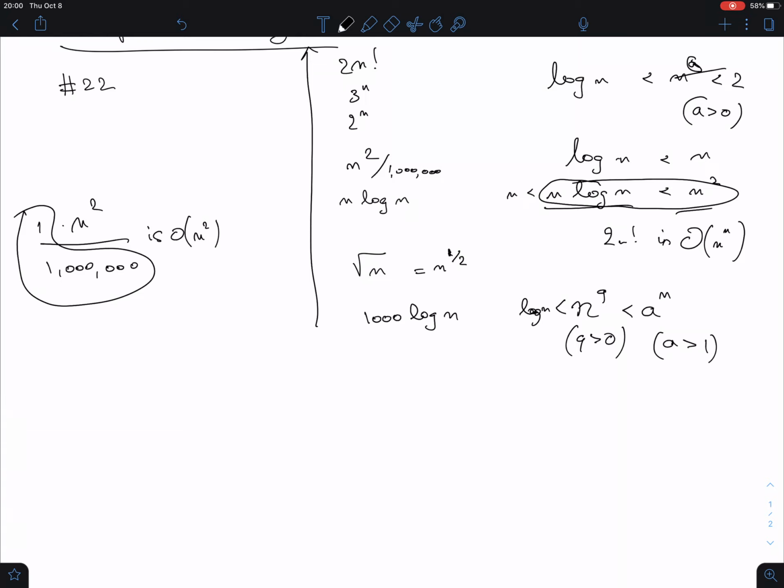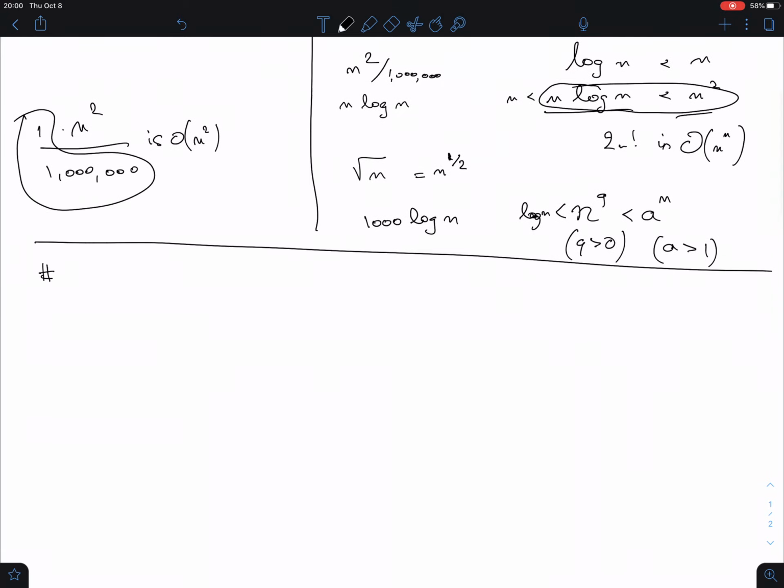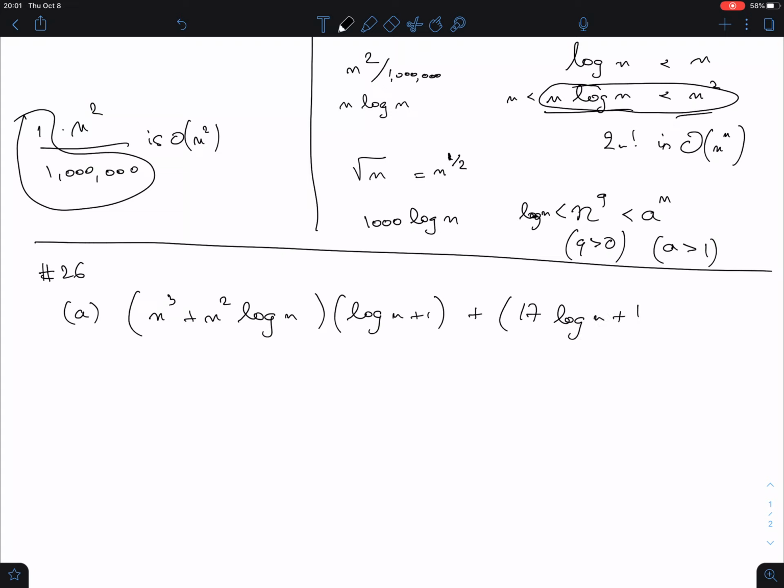And then the other one was 26. There were a couple of functions that you had to analyze, to find what big O they were. So let me do 26a. That is n cubed plus n squared log n, times log n plus 1, plus 17 log n plus 19, times n cubed plus 2.